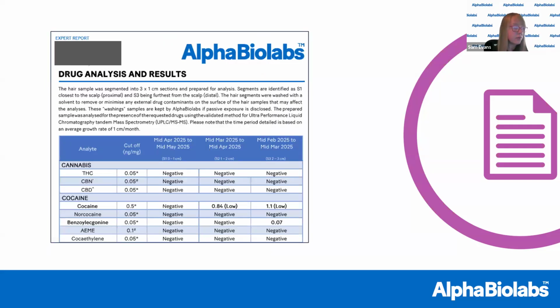So this is the drug analysis and results table. So this section presents the lab data in a clear and readable format. It shows each segment results and the corresponding approximate time period. We explain what the concentration ranges mean and note any results above the cutoff, which are classified as positive results. Anything below the analytical cutoff is reported as negative. So here you often see drug trends in use, such as rising or falling concentrations across the segments.